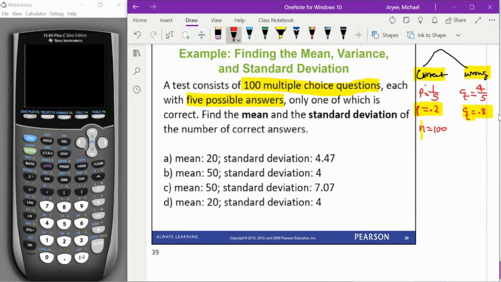So what does the mean come to? Mean is going to be 100 times the probability 0.2. 100 times 0.2, that would be 20. Then they want a standard deviation. So standard deviation sigma is the square root of 100 times 0.2 times 0.8. I don't know what this will give you. Someone do the calculation, let me know. Could someone do the calculation for us so I could know it?